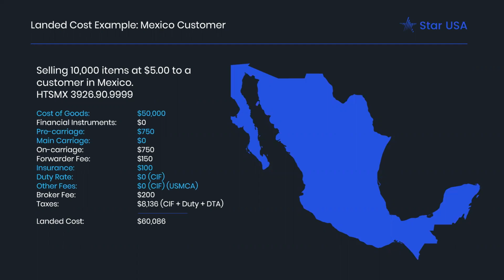The tax basis, the CIF plus duty plus DTA, is adding up all of the fees that are in blue. All the money that's in blue is what's being calculated as part of the taxes, CIF plus duty plus DTA.